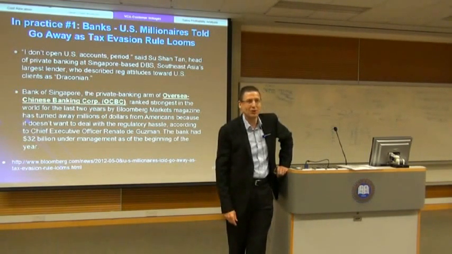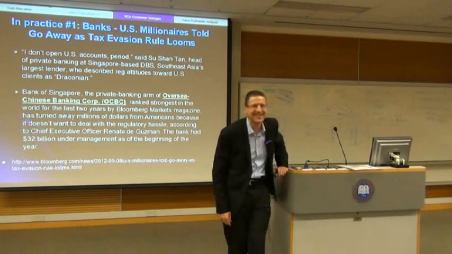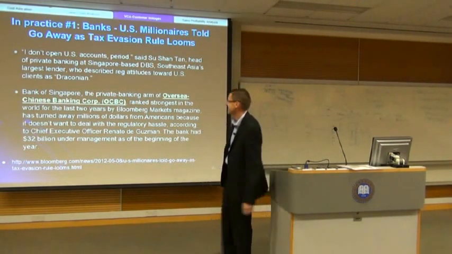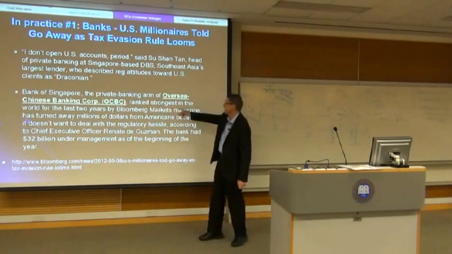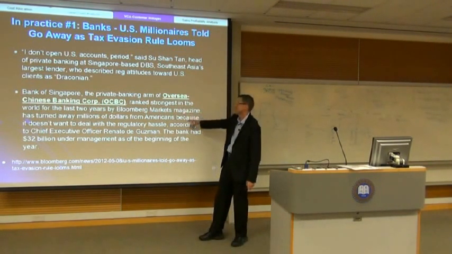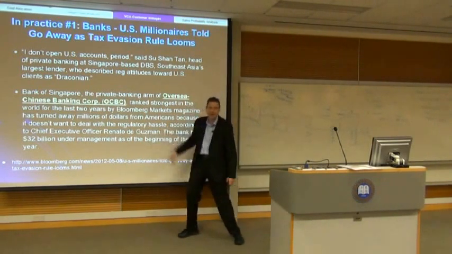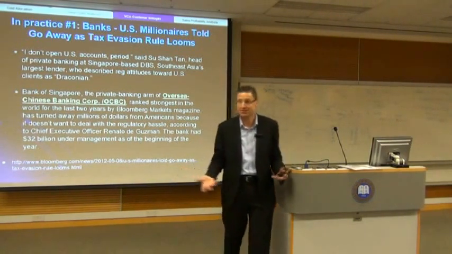So, try tomorrow. Ring up a bank and say you're a US citizen and ask them if you can open up a bank account. Oh, golly, I'd love to see what the response was. Okay, all right. You want to try. Bank of Singapore, a private overseas banking corp, ranked strongest in the world, okay? Turned away millions of dollars from Americans because it doesn't want to deal with regulatory hassle. Regulatory hassle, in other words, just administration, okay?